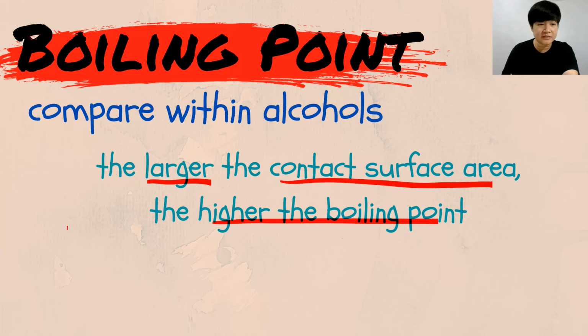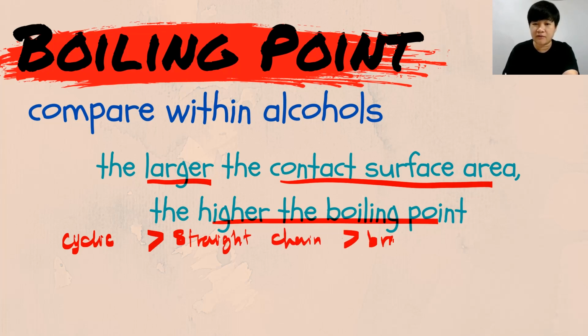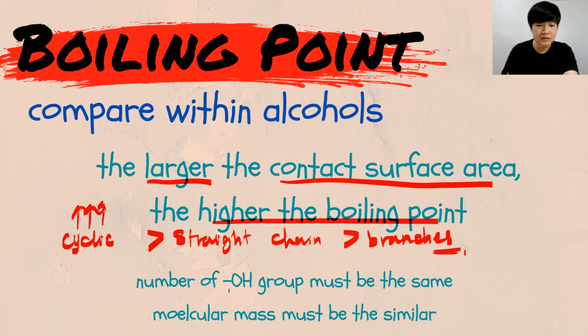And the contact surface area moves from cyclic to straight chain. Last but not least, the one with the smallest contact surface area is the branched structure. So remember, cyclic has the largest contact surface area, followed by straight chain, followed by branched. And bear in mind, we can only discuss the contact surface area in molecular shape when the number of OH groups is the same and the molecular mass is similar.